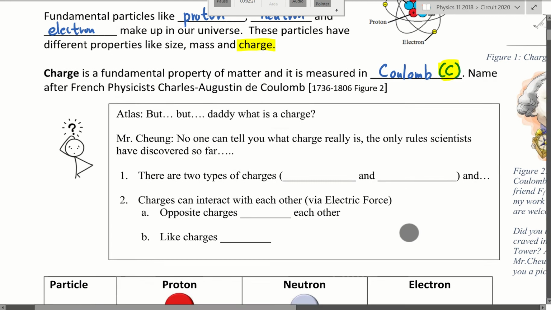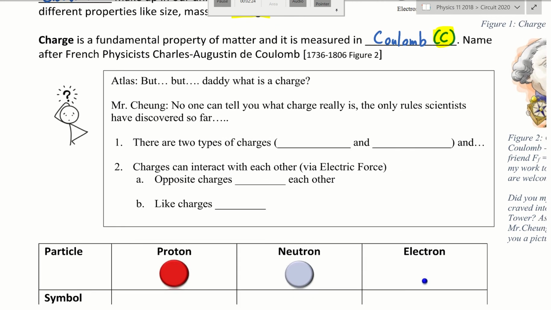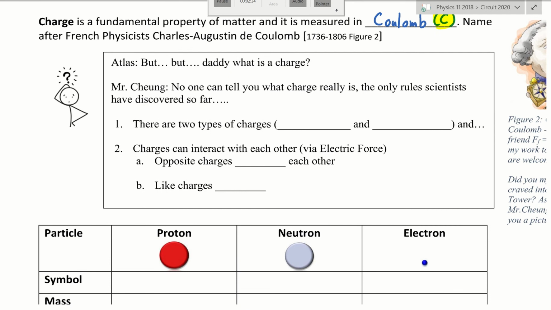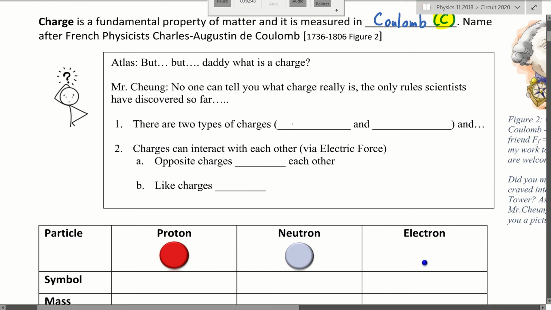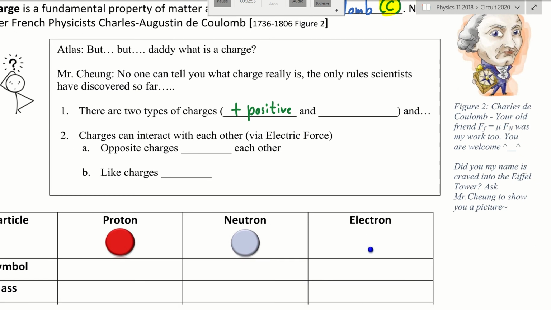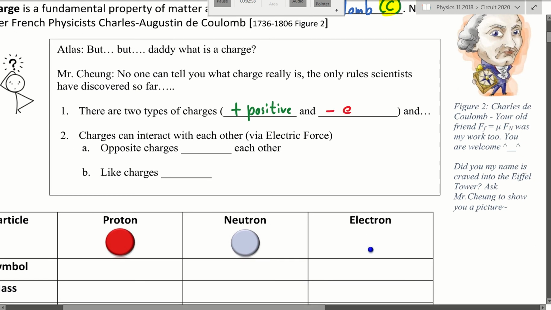Okay, so I have this little imaginary conversation between me and my son. So Atlas, my son, right? But daddy, what is a charge? Well, no one really knows. I mean, seriously, no one really knows what charge is. Just like no one really knows what mass is. We know that anything has charge and anything has mass. The only thing that we are able to confirm for now, for the past thousands of years, is that there are 2 types of charge. Some are positive. So for example, a proton has a positive type of charge, and something like an electron has a negative type of charge.